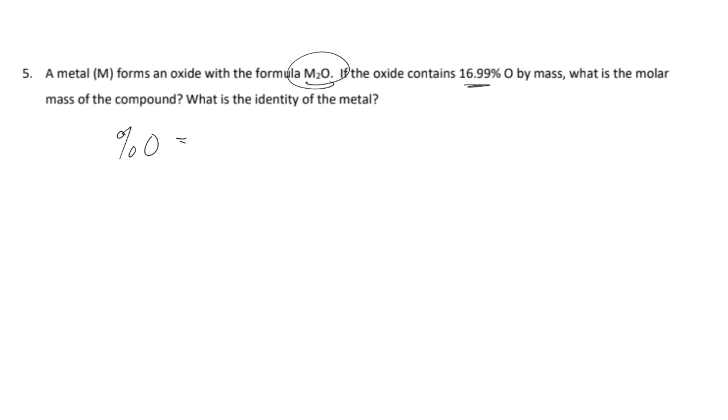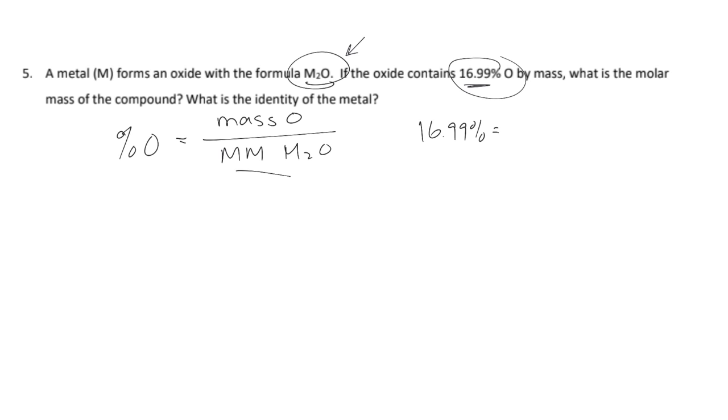So my percent oxygen is going to be my mass of oxygen divided by the molar mass of the whole thing, which is M2O. Well, I'm given the percent oxygen in the problem. I can get the mass of oxygen from the formula. So therefore, I can figure out the molar mass of M2O.